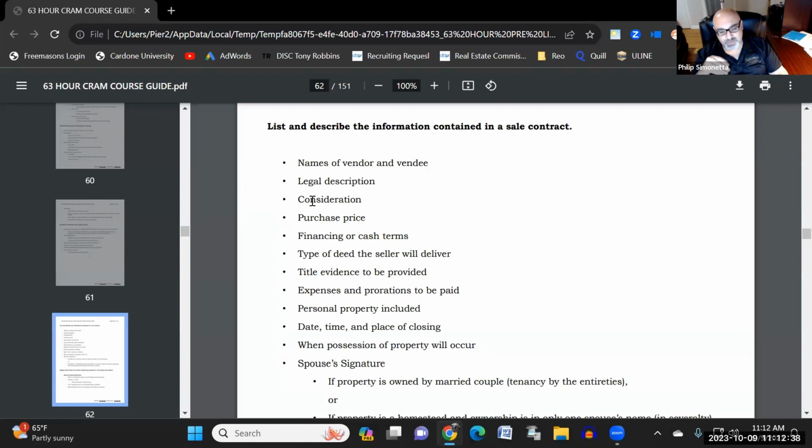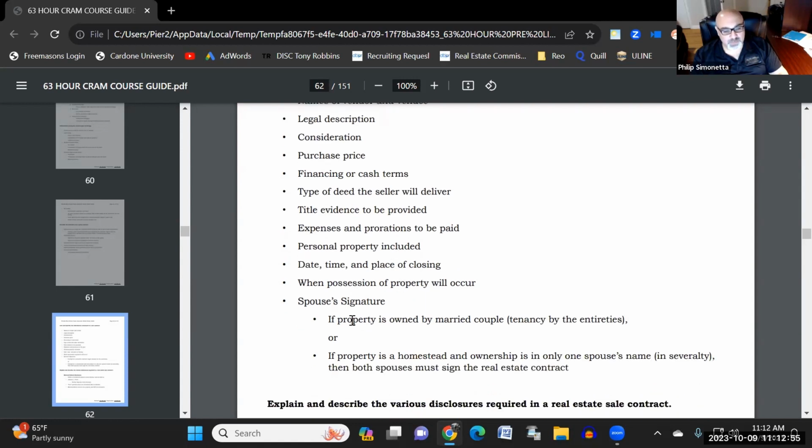expense and prorations to be paid, personal property if it's included, washer and dryer included, right? Things like that. Date, time, and place of closing. When the possession of the property will occur.